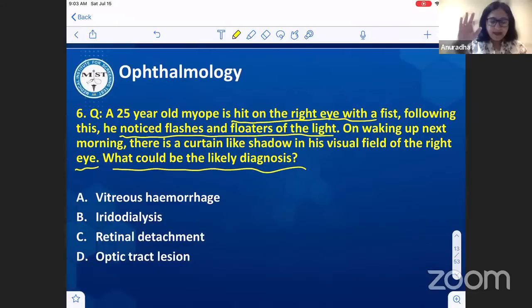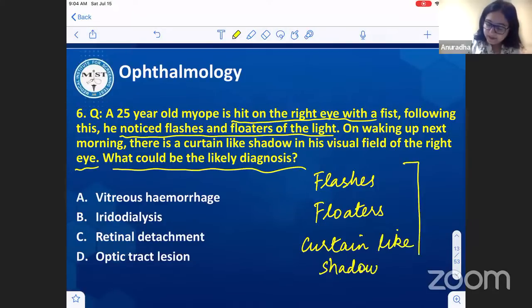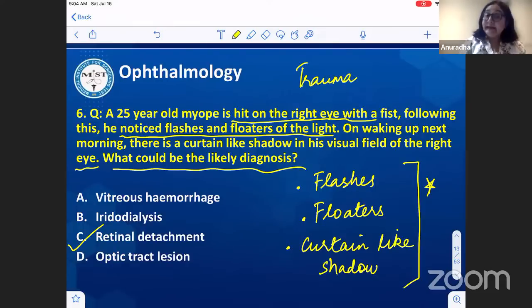So friends, what are the three important symptoms you are noticing here? What are the three key symptoms? Flashes, floaters, curtain-like shadow. Please do not forget these three key symptoms which a patient will notice. Flashes, floaters, curtain-like shadow, they are premonitory symptoms of retinal detachment, right? Here the trauma is leading to the development of retinal detachment.